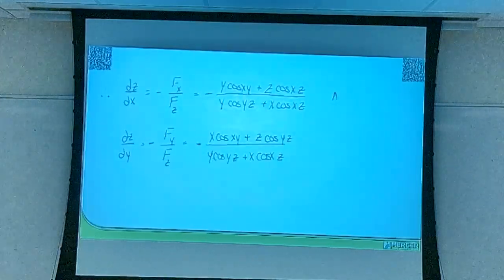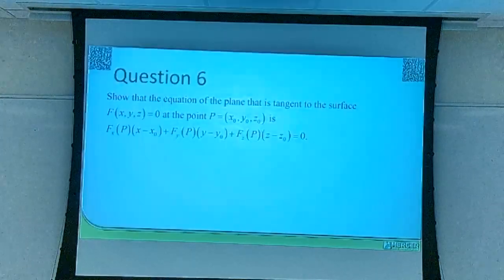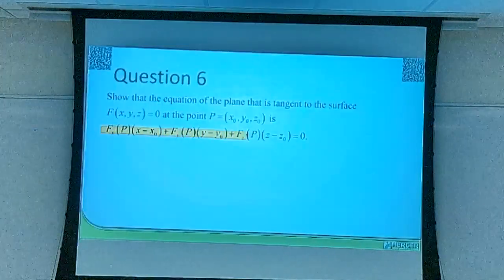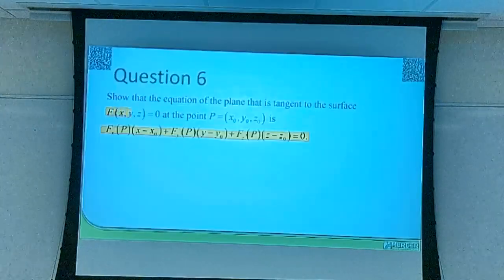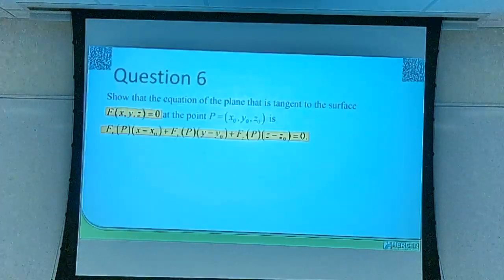The next thing I'm going to leave out here is the result. I won't actually prove this for the sake of time. And this is for surfaces given in the form of f of x, y, z equals 0, so implicitly defined, right, not z equals something. This is an implicitly defined surface.